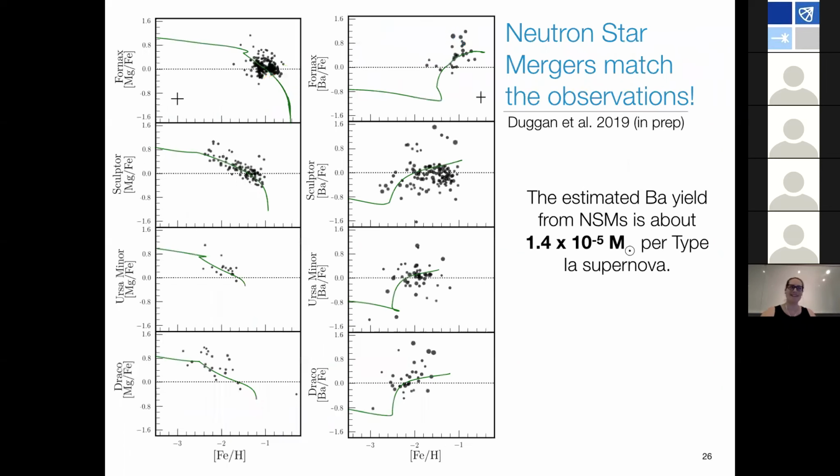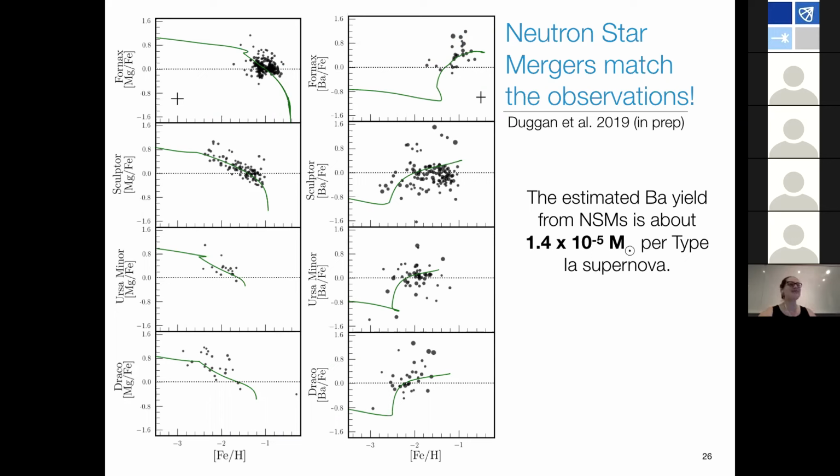So now, this is my model including neutron star mergers. And so we are able to finally populate the barium to iron ratios that we observe. The line that I have plotted, I selected by eye. Its yield is 1.4 times 10 to the minus 5 solar masses per type 1a supernovae.